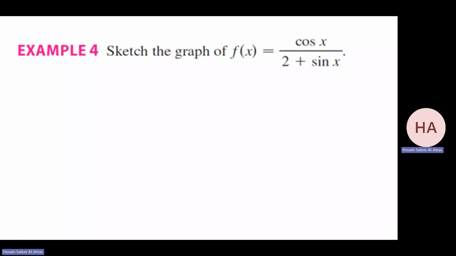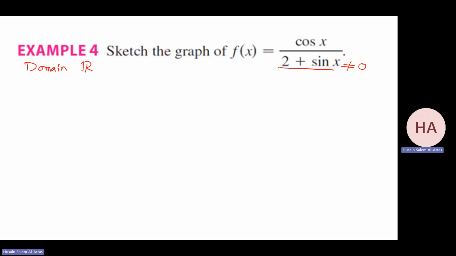The last thing we did was this one. So we'll continue doing the next example, which is this one, cosine x over 2 plus sine x. Okay. We'll do the same thing. Domain will be what? The denominator cannot be equal to 0, so the domain is all real numbers.